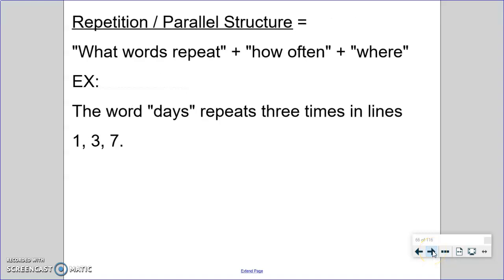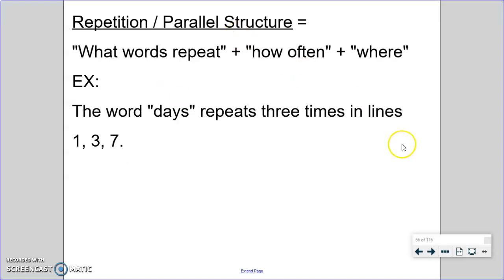Again, that's repetition. So words, lines, or phrases that are repeated over and over again. What we want to make sure we put down in our formula, so we've identified that it's parallel structure, we've identified that it's repetition, is we want to write down what words repeat, how often, and where. Okay, so we take a look at our line of verse and we see that the word days has repeated several times. We've identified it as repetition. Our explanation would be the word days, so what words repeat? The word days repeats how often? 3 times. Where? In lines 1, 3, and 7. Okay, so if it's repetition, what words repeat, how often, and where?